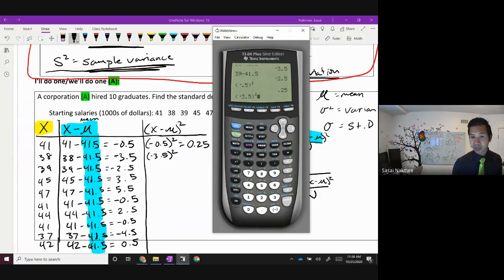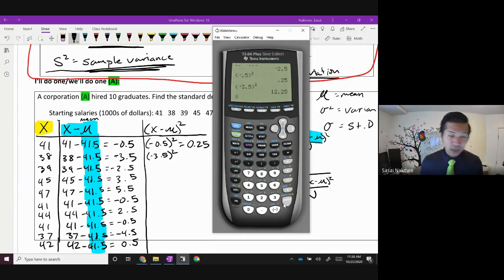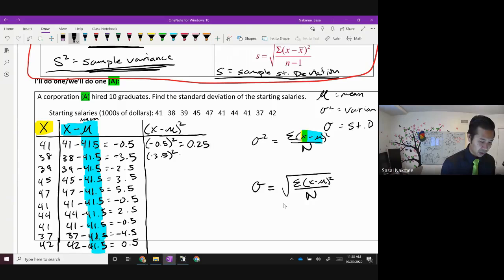By the way, the negative button on your TI calculator is this one down here at the very bottom next to the period. Do not press the subtraction sign or else you'll get an error. Okay? Do not press the subtraction sign, you will get an error. So the negative sign is down here because these calculators are prehistoric and they don't understand the difference between the two. So this right here is going to come out to be 12.25.